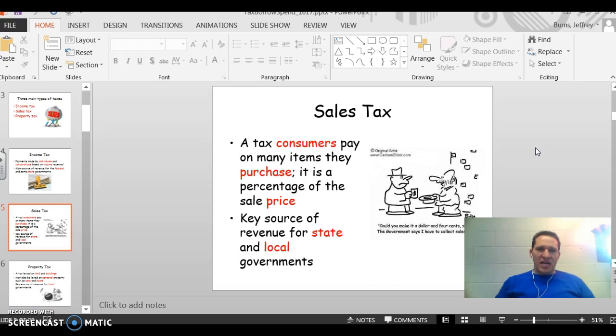All right, let's go to sales tax. You guys pay sales tax. This is the one tax you pay right now. If you go to the store and buy something or go to a restaurant, you pay a tax. It's basically a tax on items you purchase. It could be clothing, it could be building supplies, etc. And it's a percentage of the sale price. Every state has a different sales tax. Sometimes they're higher, and then some don't have a state income tax, like Florida, and I think Tennessee has the highest state sales tax. It's a key source of revenue for state and local governments because they split the money between the state and local governments.